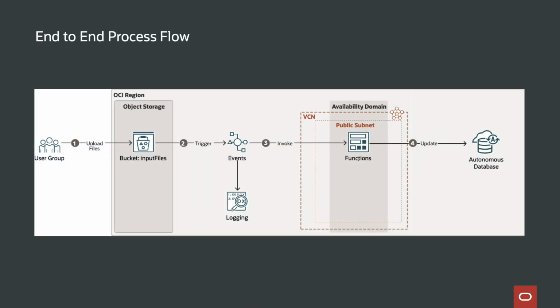The process flow begins when a file is uploaded to the designated bucket in the OCI Object Storage. This upload triggers an OCI event based on the predefined rule conditions. The event then calls an OCI function, which extracts this file metadata and updates it in Oracle Autonomous Database.